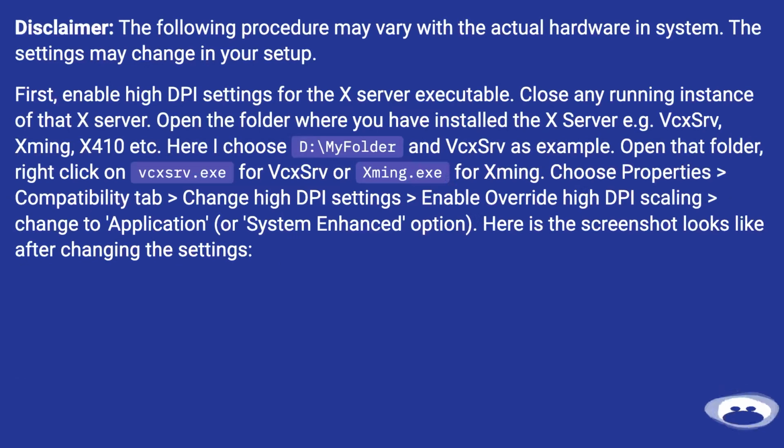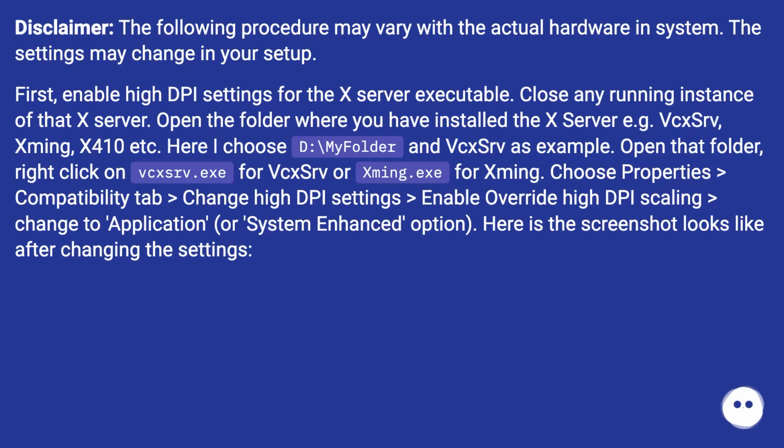Disclaimer: the following procedure may vary with the actual hardware in your system. The settings may change in your setup. First, enable HiDPI settings for the X server executable. Close any running instance of that X server. Open the folder where you have installed the X server, e.g. VcXsrv, Xming, X410, etc. Here I choose D:\myfolder and VcXsrv as an example.